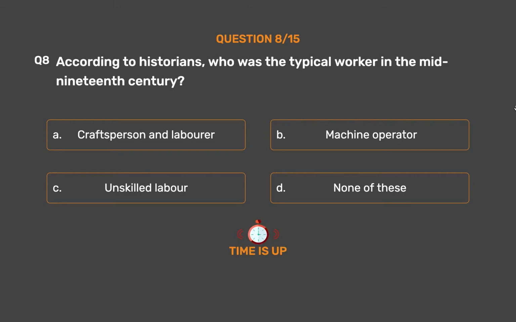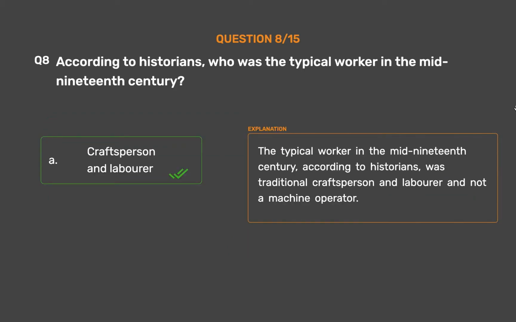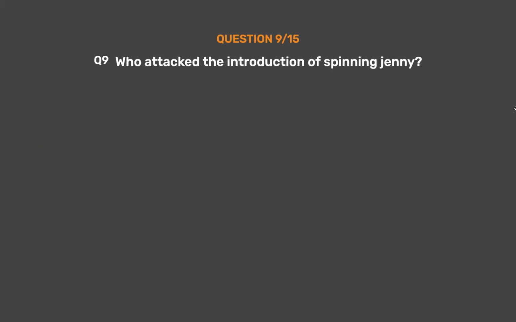The correct answer is Option A. Craftsperson and laborer. The typical worker in the mid-19th century, according to historians, was traditional craftsperson and laborer and not a machine operator.